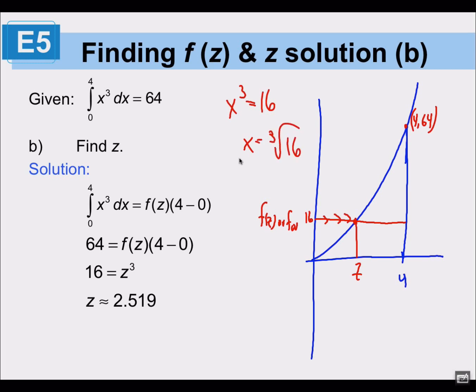How did you know it was 16? By using the formula a couple slides ago: the 1 over b minus a times the integral from 0 to 4 of the function.